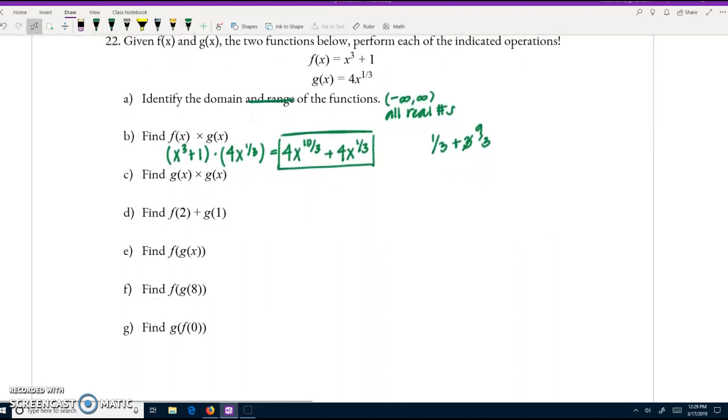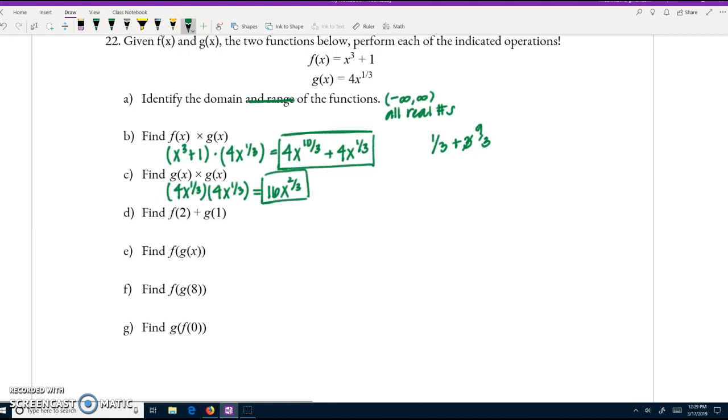Then I have g of x times g of x. So that just means I'm going to have 4x to the 1/3 times 4x to the 1/3. So I'm going to multiply the 4 and the 4 to get 16. And then I'm going to add the 1/3 to end up with 2/3.